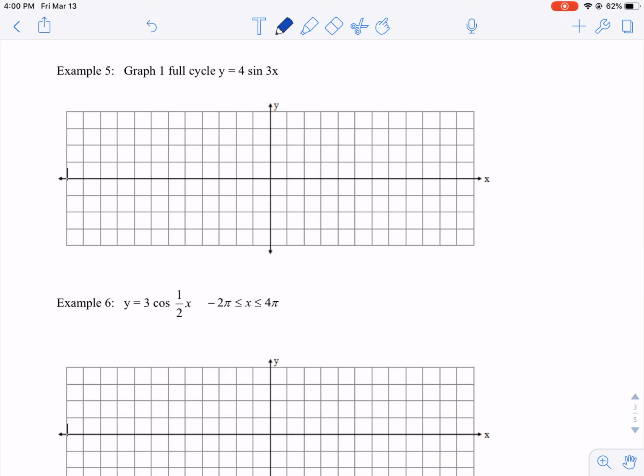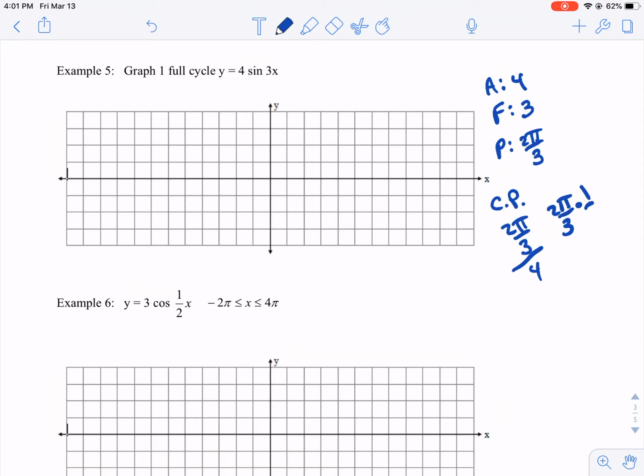All right, number 5. Amplitude is 4. Frequency is 3. Period 2 pi divided by 3. Critical points 2 pi thirds divided by 4. Keep it, change it, flip it. If you flip a 4, it makes a 1/4. So I get 2 pi over 12, which simplifies to pi over 6. So when I count my x-axis, I'm counting it pi over 6.